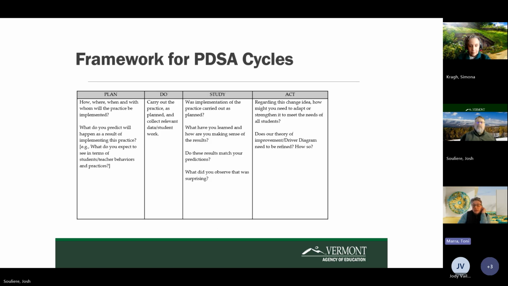This image illustrates the framework for the PDSA cycle, including guiding questions to consider during each of the phases. In the plan phase, questions include how, where, when, and with whom will the practice be implemented? What do you predict will happen as a result of implementing this practice? For example, what do you expect to see in terms of student-teacher behaviors and practices? In the do phase, you carry out the practice as intended and collect the relevant data.